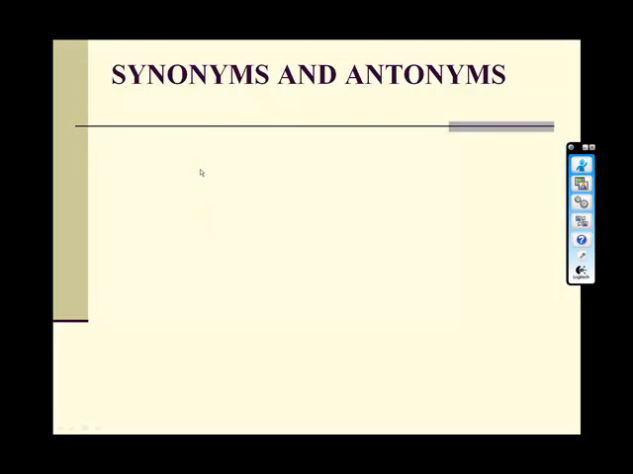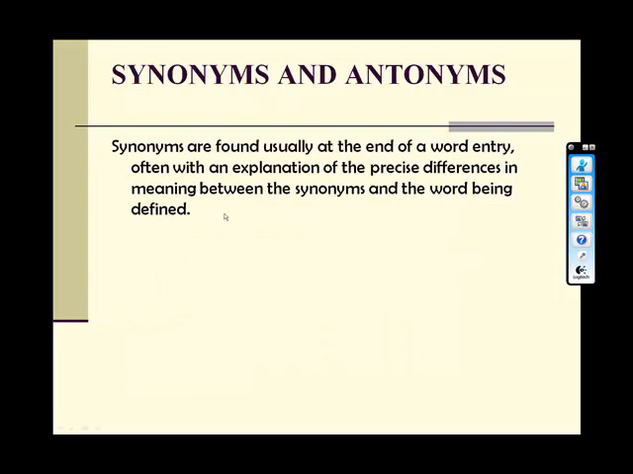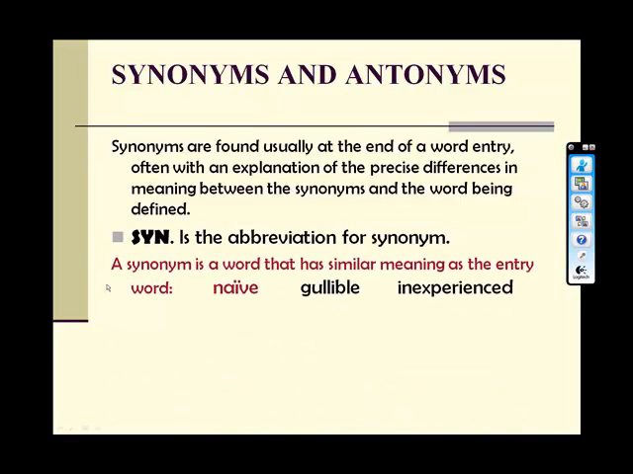Synonyms and antonyms you'll find in the entry as well. Synonyms are found usually at the end of a word entry, often with an explanation of the precise differences in meaning between the synonym and the word being defined. Syn is the abbreviation for synonym. A synonym is a word that has similar meaning as the entry. So, for example, the word naive means gullible or inexperienced.